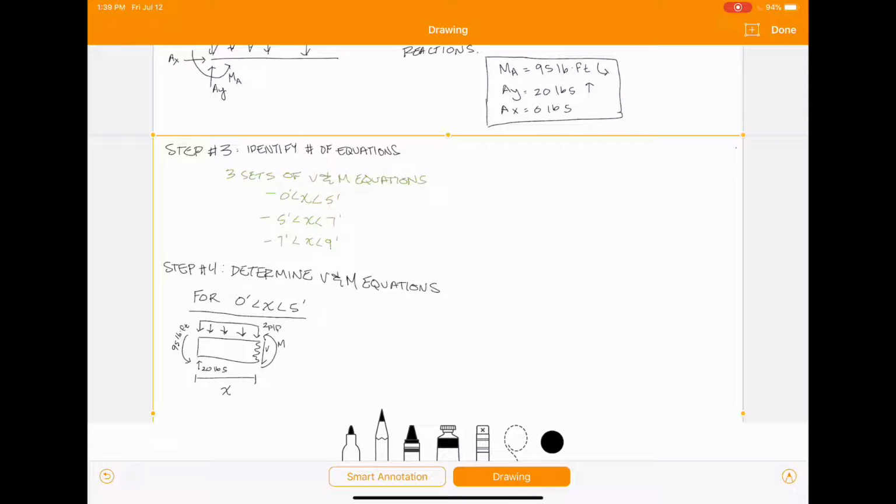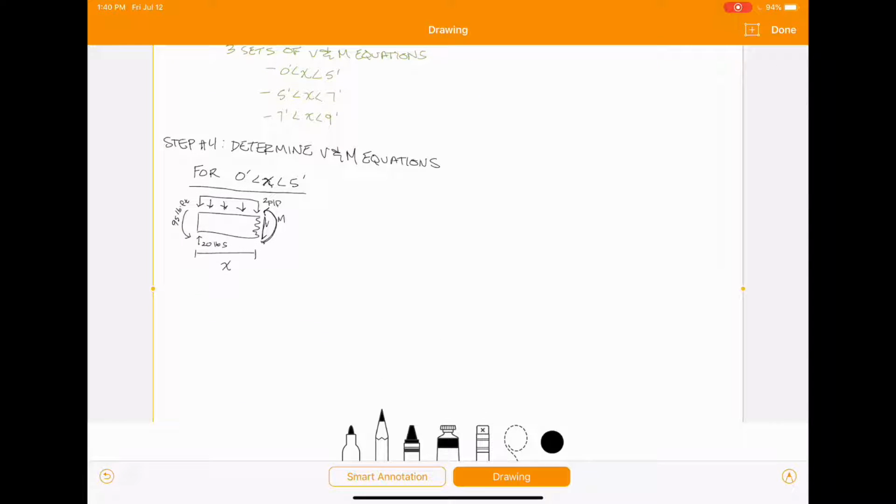Also, remember to apply your internal forces in the positive direction. If you can't remember how to determine what positive means, head back to our internal forces video, and it goes into great depth there and details how to determine what positive is. So now that we've got our free body diagram for our section being cut at a distance x between 0 and 5 feet, we can go ahead and use our equations of equilibrium to solve for V and M. So we're just going to start with our sum of forces y equals 0. I'm going to select up as positive.